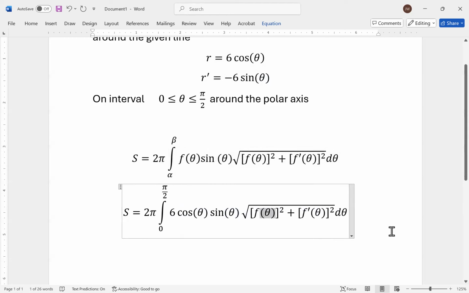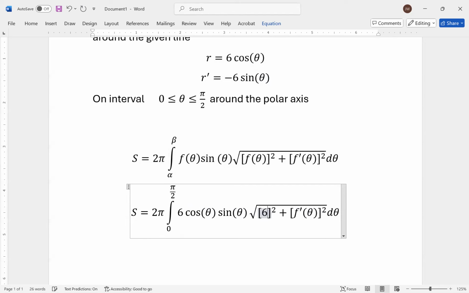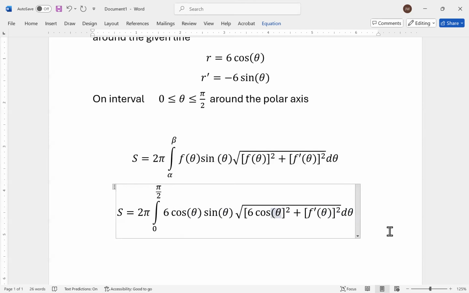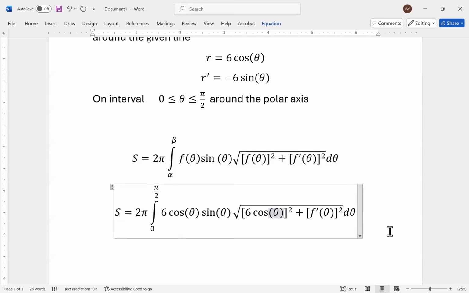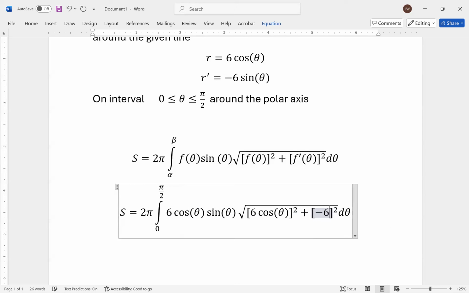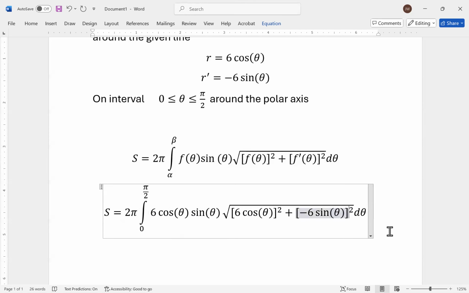Then underneath the square root, I have my function, which is 6 times cosine of theta. And then I have the derivative of my function, both being squared and then added up. The derivative is negative 6 times sine of theta, being squared and then added up.